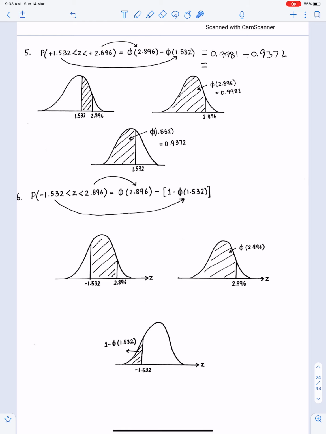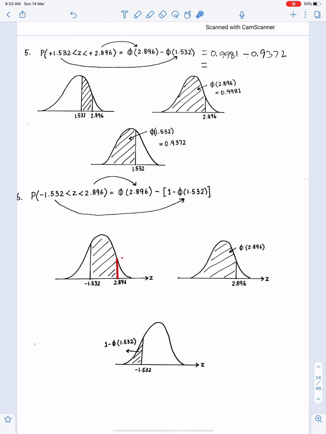In property 6, this number is positive, so this must be phi. Positive number is always phi, and negative number will always be 1 minus phi. Why? Because this negative number is here, and this area is small. So this area is 1 minus phi. So whenever we get a negative number here, we will always write 1 minus phi. 1 minus phi positive 1.532. And the logic is here.